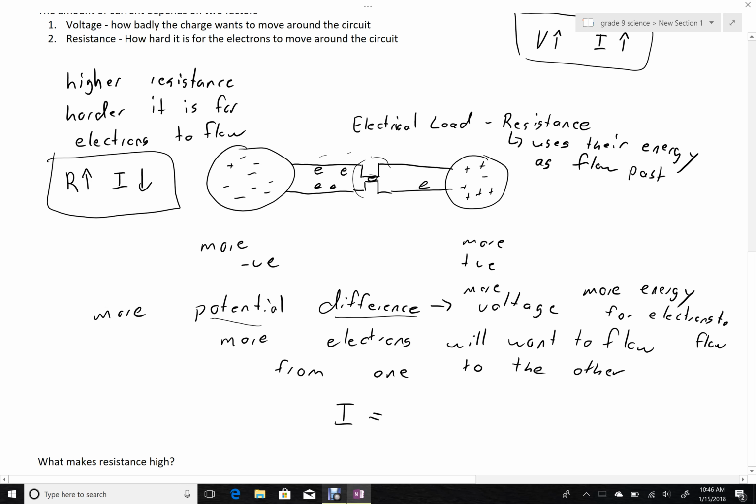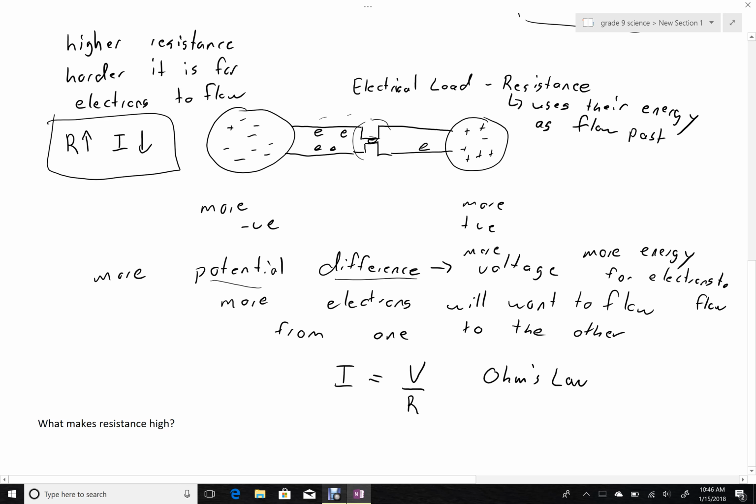I is directly proportional to voltage. As the voltage goes up, the current goes up. And it's inversely proportional to resistance. As the resistance gets higher, the actual flow of electrons gets lower. This is called Ohm's law.